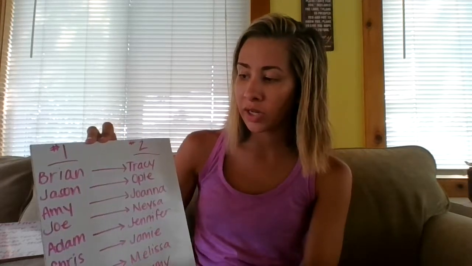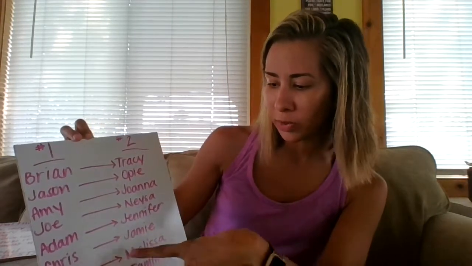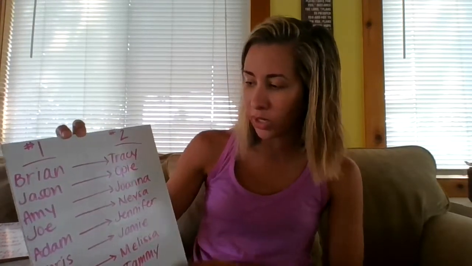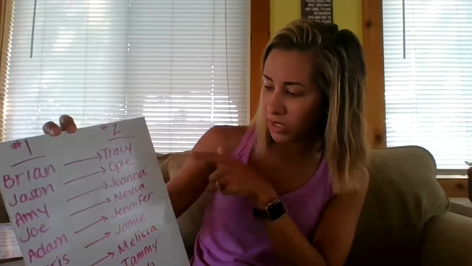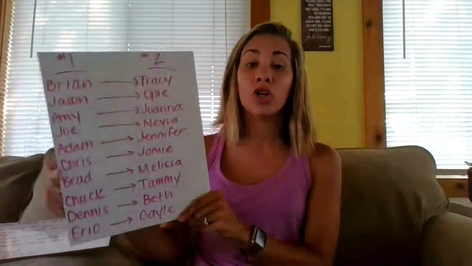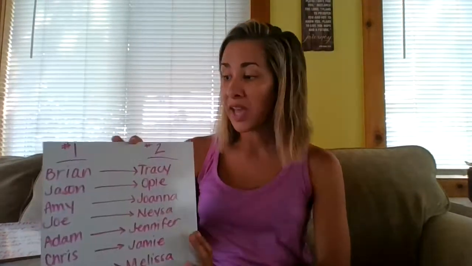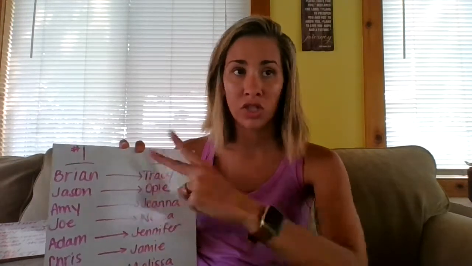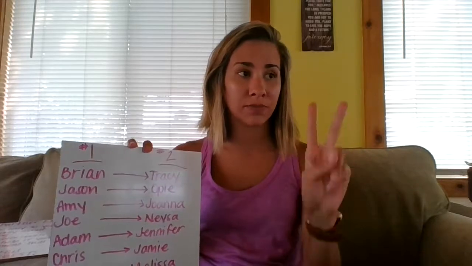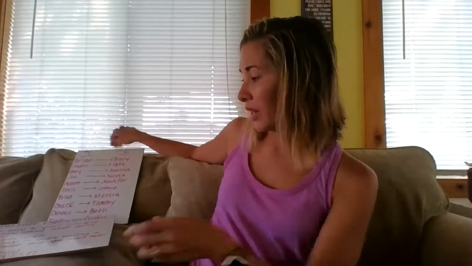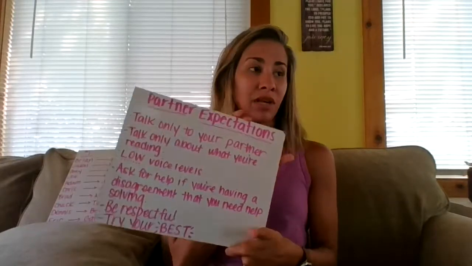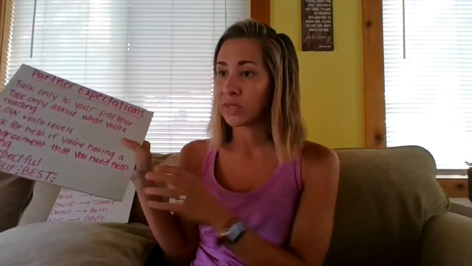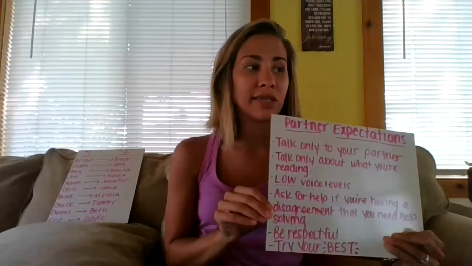So the number ones over here, so Brian, Jason, Amy, Joe, Adam, Chris, Brad, Chuck, Dennis, and Eric, you guys are going to be reading first. Those of you in the number 2 category, so Tracy, Opie, Joanna, Nisa, Jennifer, Jamie, Melissa, Tammy, Beth, and Gail, you guys are going to be the coaches first. Then for the second paragraph, you guys are going to switch. Does that make sense? So you guys are going to do that the entire book, you guys are going to be switching. Okay? And again, our partner expectations, I'm going to leave this up here so that way you guys can reference them. I don't want to have to come around and have to restate these to you guys, okay? You guys should know these.